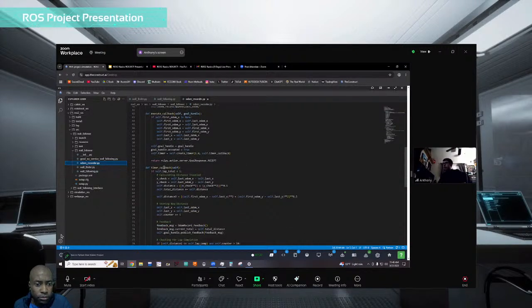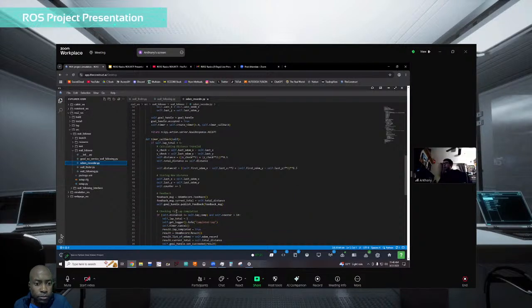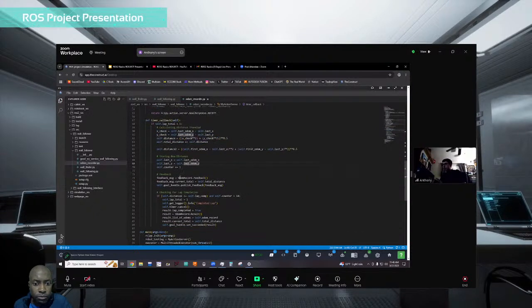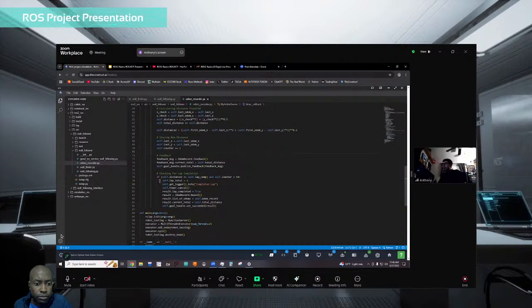Then the timer callback is actually where the calculations and things are happening. This is where it gets the current value. It stores the distance, ups the counter, as I'll explain in a second. This gives us the feedback, which we saw every second saying how far we've traveled. And then this is basically checking the lap completion. I put the counter here as it would technically detect that the lap was completed at the initial start, right? Because it would be within the tolerance.